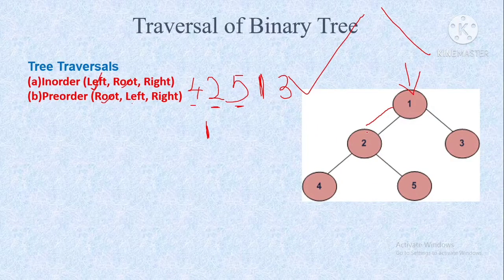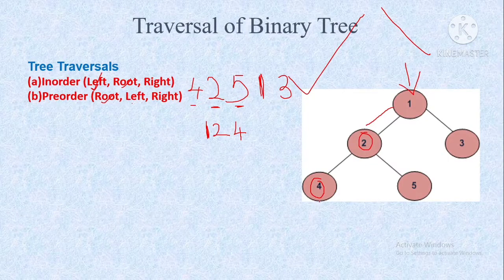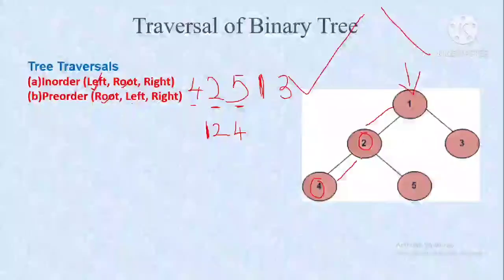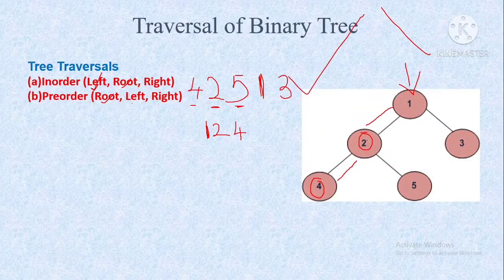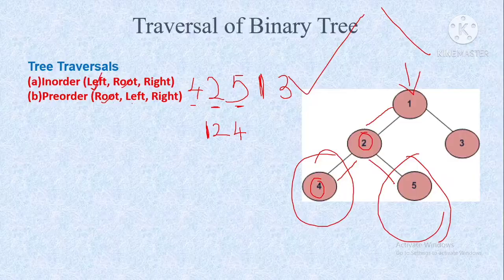Can I write 2? Yes, this is also a root node. I can write it. After writing, I have to go to the left node, because it is root, then left, then right. So I am going to the left node now. Again this node is a root node, so I am writing this root node. It does not have any left or right, so again I am going back to this root node. Now I have to visit the right node, because 2 is a root node. If this is its left subtree, then I have to visit the right subtree. So I'll go and visit this 5.